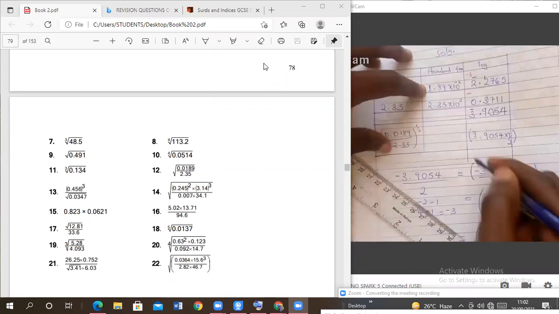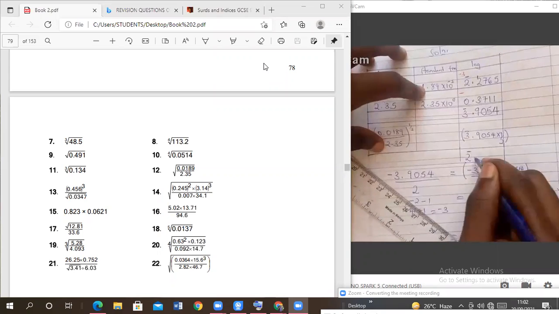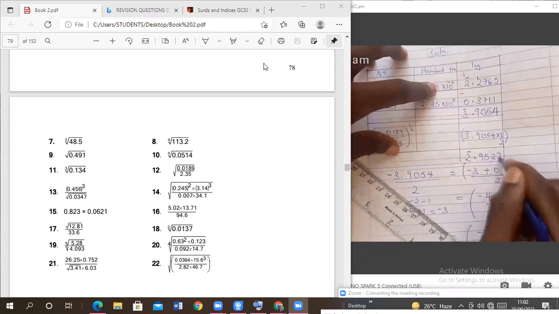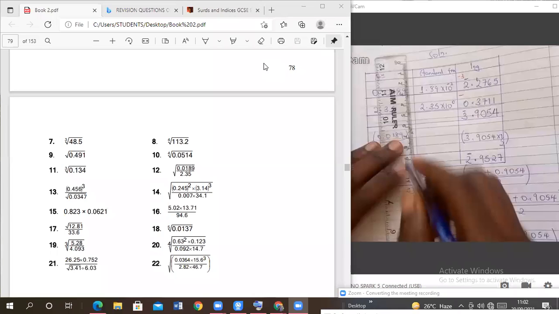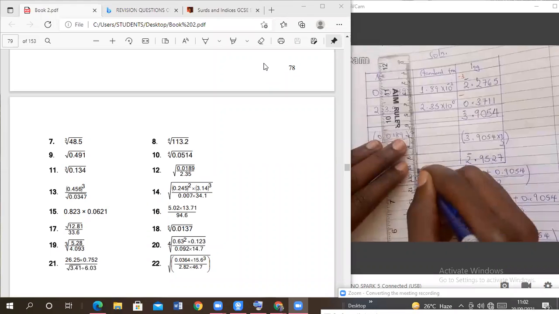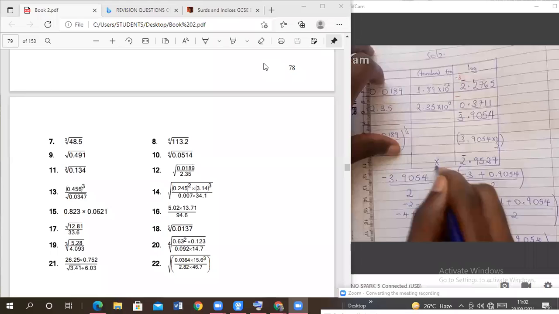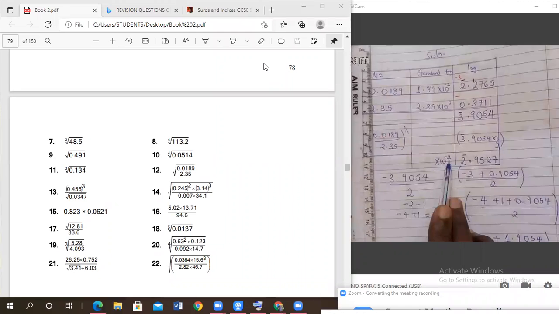So now we shall have 2 bar, point 0.9527. Have you seen that, members? Yes. So which means in standard form it will be times 10 to the power negative 2. Then we get the antilog.